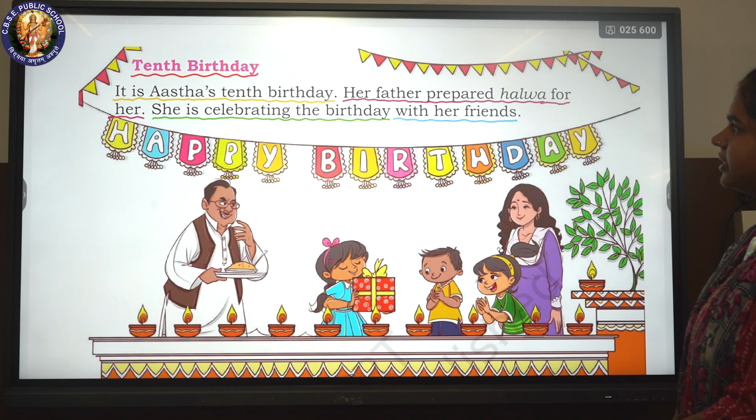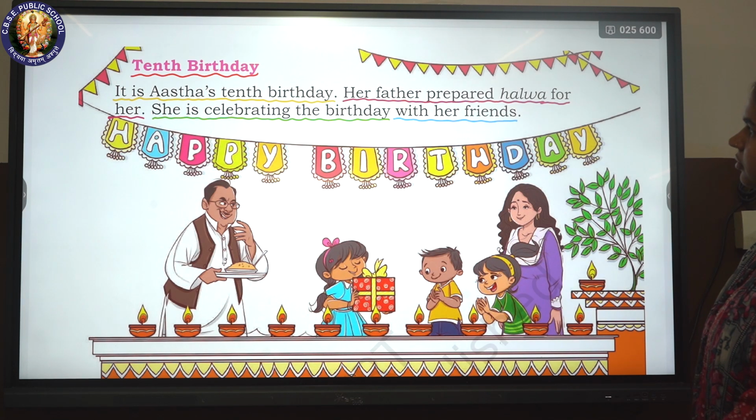10th birthday. It is Astha's 10th birthday.